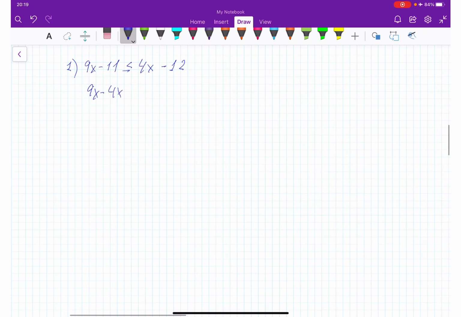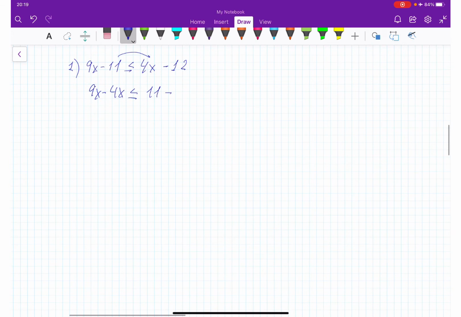9x minus 4x less than or equal to... So it's going to be positive 11, right? Moving it to this side, negative will be positive 11, and minus 12. So 5x is less than or equal to negative 1, right? To get x, we divide by 5, and we get x is less than or equal to negative 1/5.